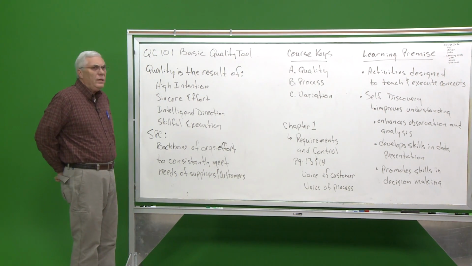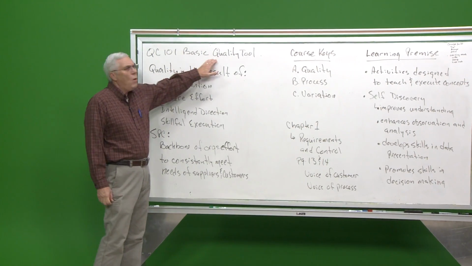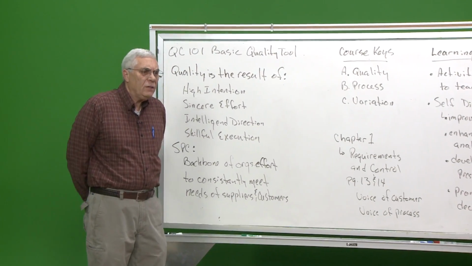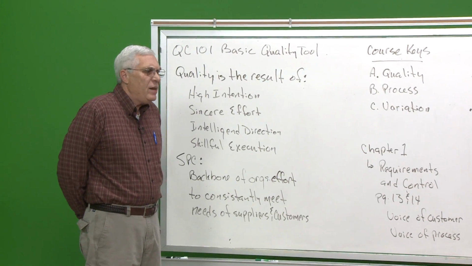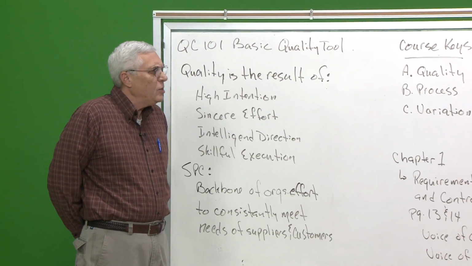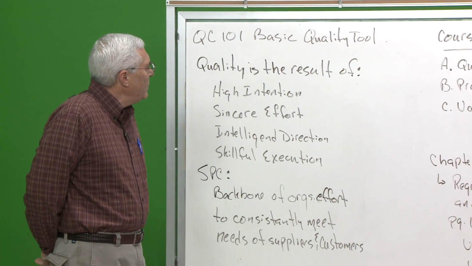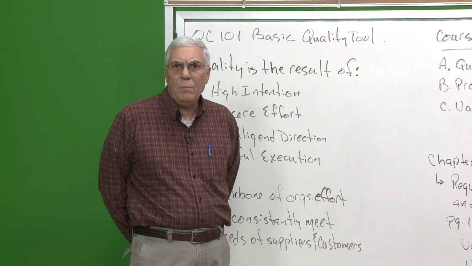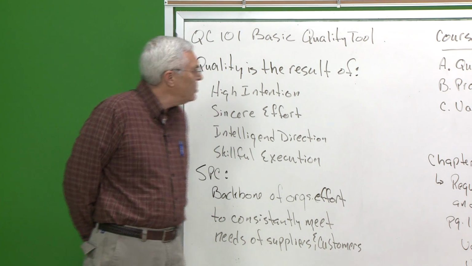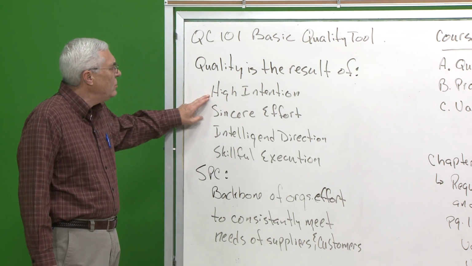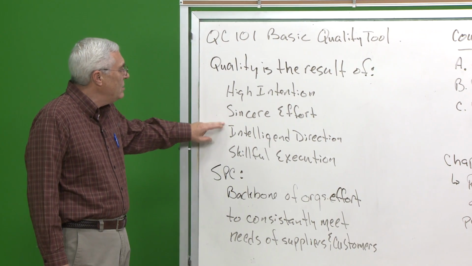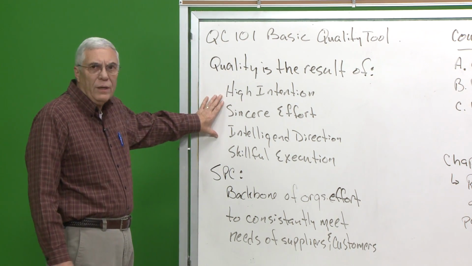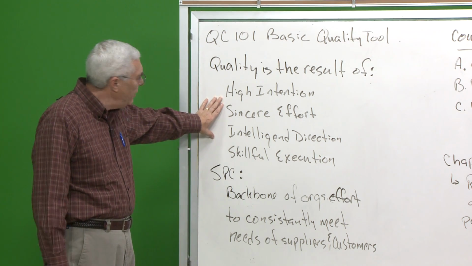QC101 is really a course that's about basic quality tools. We're going to take a look at the tools that the quality technicians and experts use to be able to manage their processes and maintain expected levels of quality. It's probably very important to realize that quality doesn't happen by accident. It's the result of high intention, sincere effort, intelligent direction, skillful execution. It's a lot of work to have a quality process, to develop a quality product.